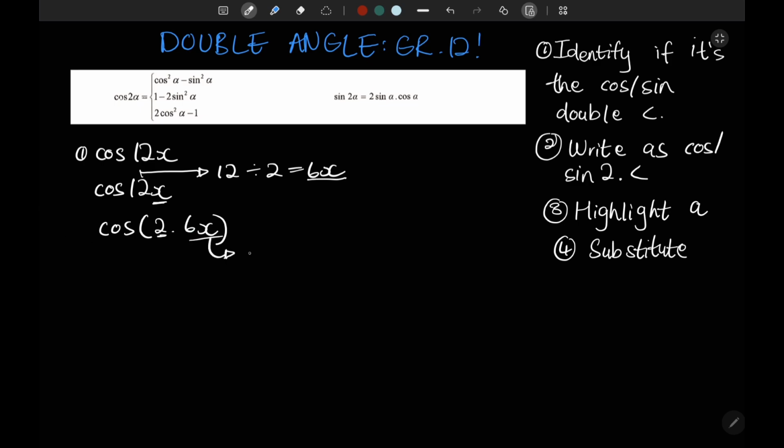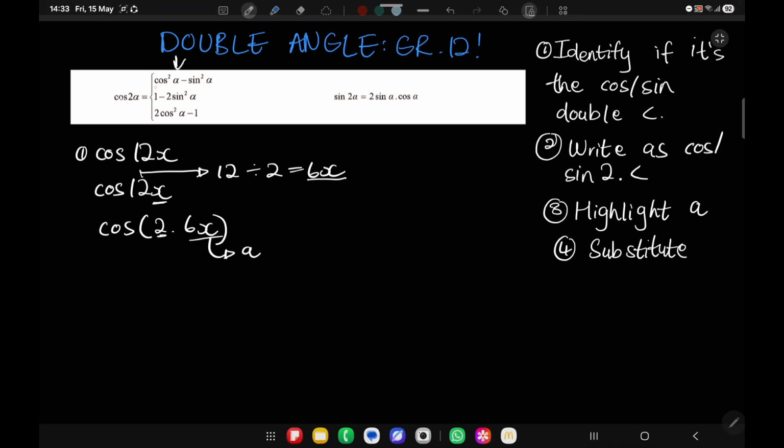Highlight your alpha. There's your alpha. Your alpha is 6x. As here, you have cos 2 alpha, so this is cos 2 times 6x. 6x is your alpha. Step 4 says substitute. We have 3 options here.